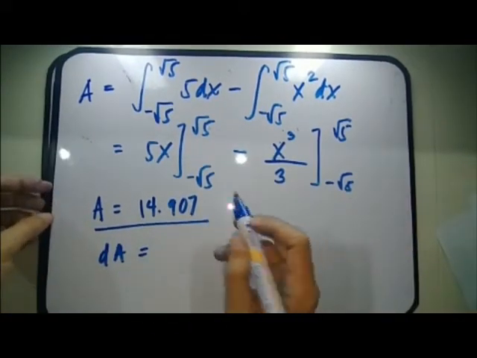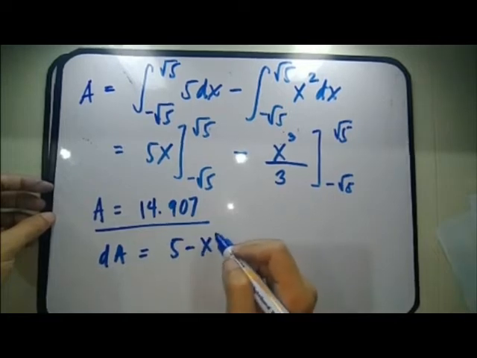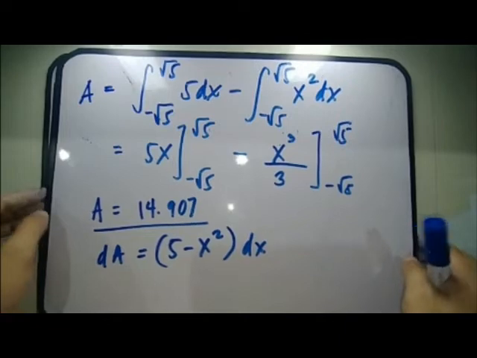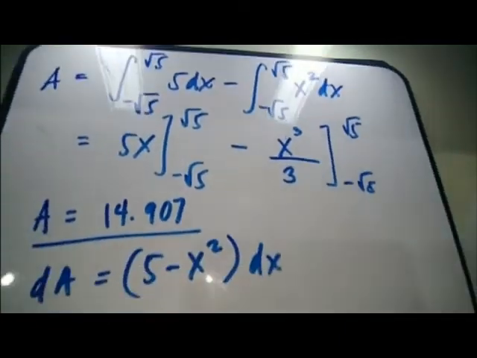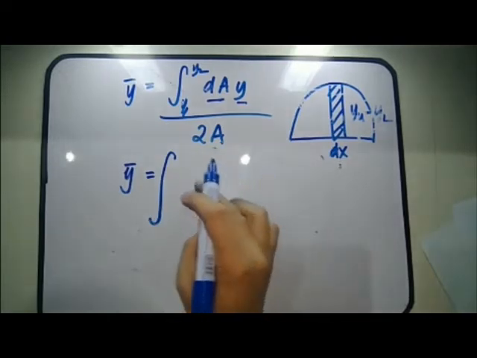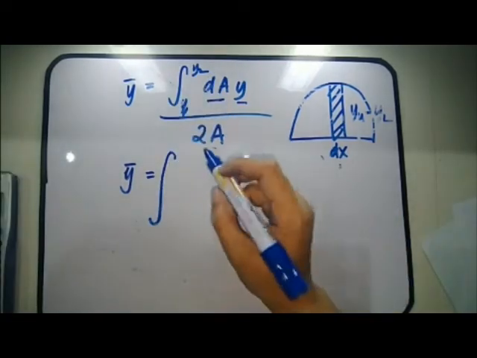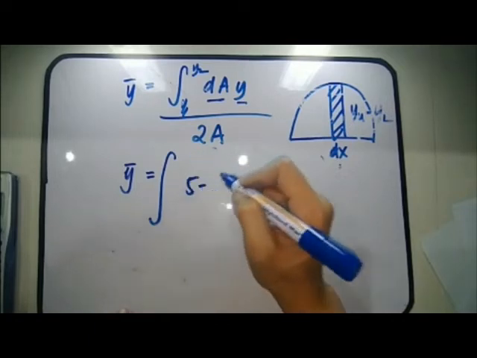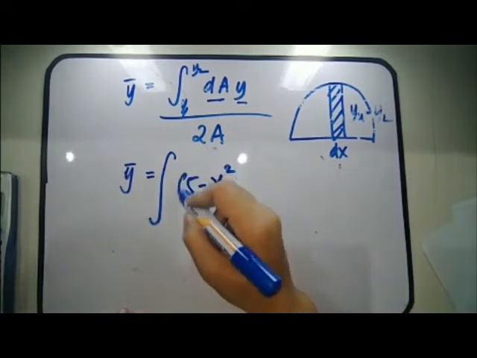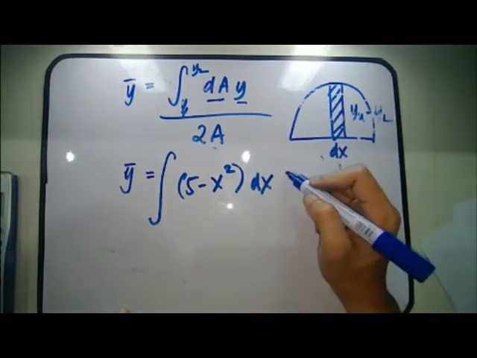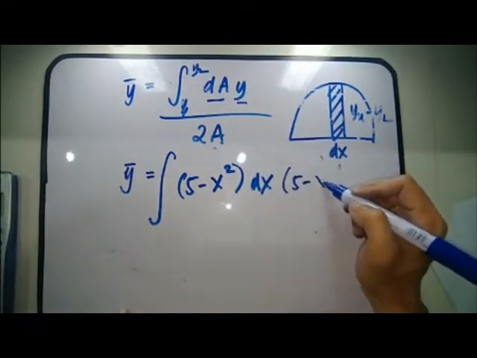So, we just substitute all those elements. So, differential of A is 5 minus x squared dx. So, balikan lang natin yan because we need to substitute that into our formula. You have here y hat is equal to integral of definite. So, this is 5 minus x squared. So, differential of A is 5 minus x squared dx. But y is yung y upper natin. That is 5 minus x squared.